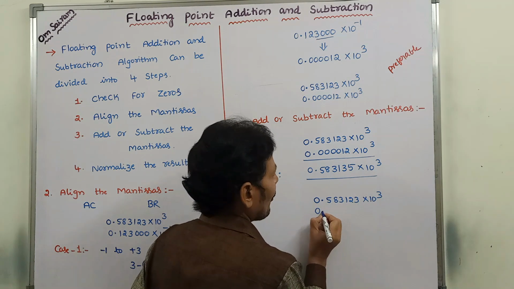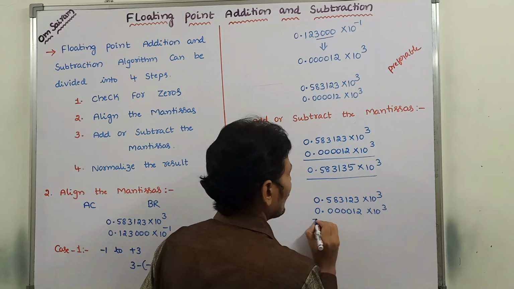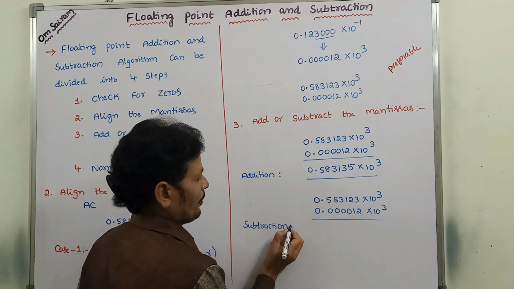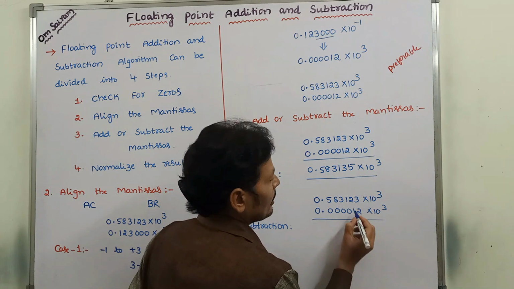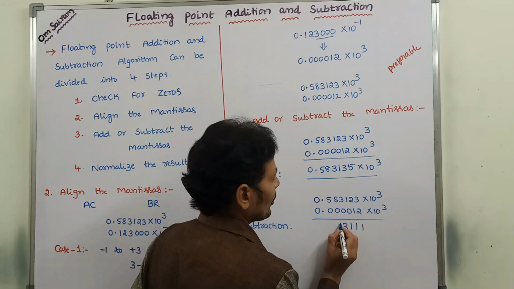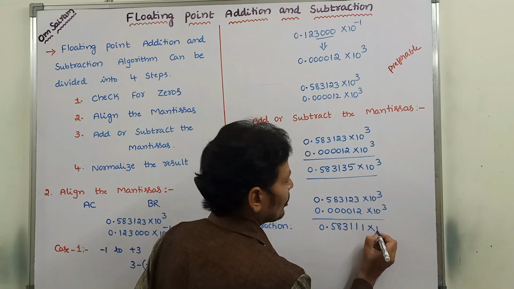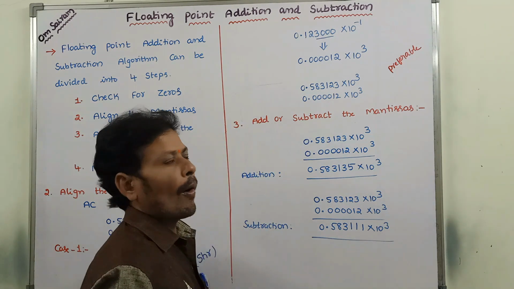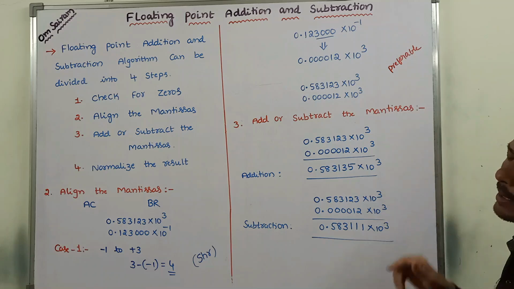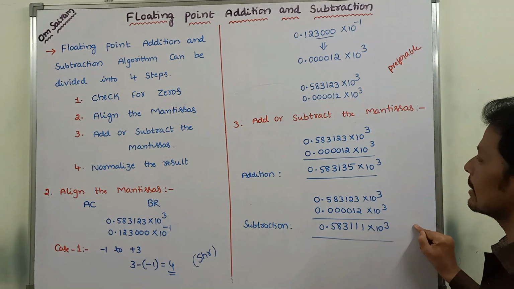Now we are performing the subtraction operation. 0.583123 × 10³ minus 0.000012 × 10³. 3 − 2 = 1, 2 − 1 = 1, 1 − 0 = 1, 3 − 0 = 3, 8 − 0 = 8, 5 − 0 = 5. So 0.583111 × 10³. So after adding the 2 mantissas obtained from step 2, we get this result. After subtracting the 2 mantissas obtained in step 2, we get this result.